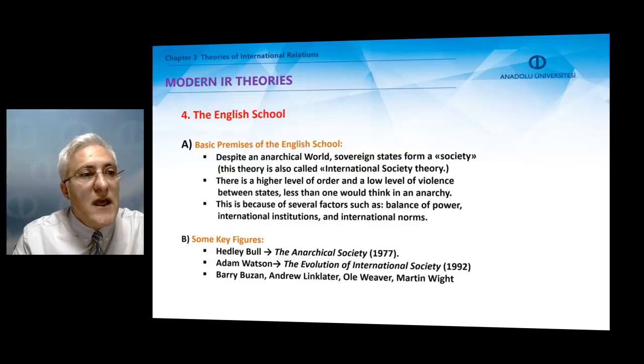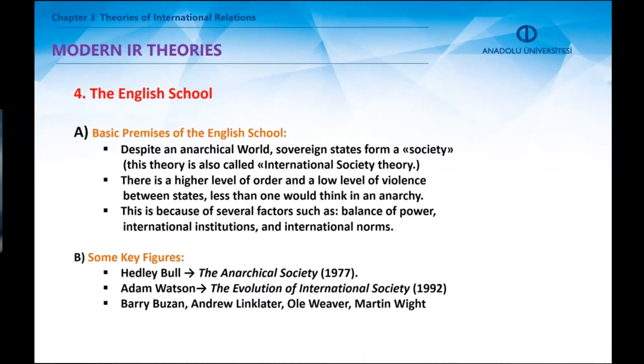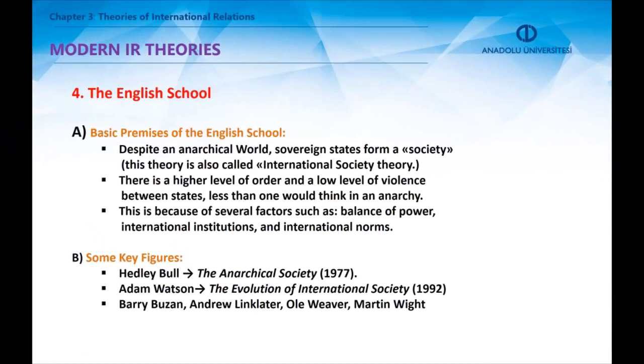Now, the fourth modern theory, the English school. Why is this called the English school? Some people say British school, because this school originated in England and in English and British institutions. That's why we call it the English school.